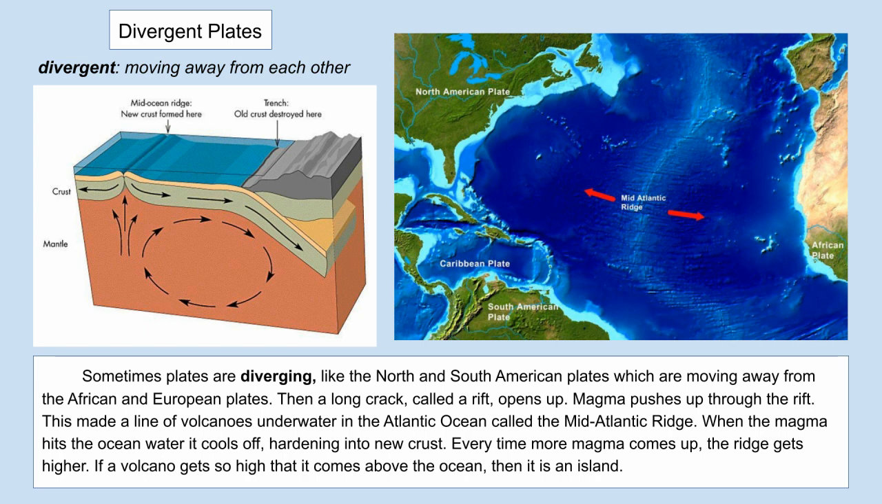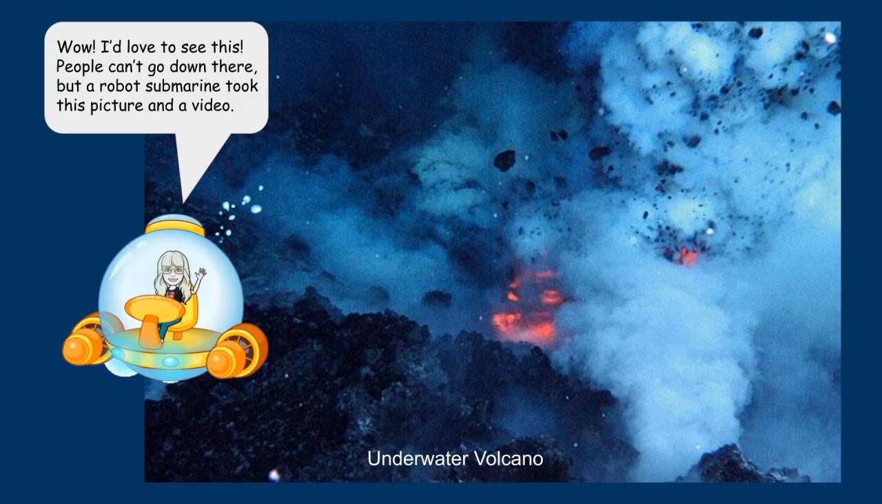When the magma hits the ocean water, it cools off, hardening into new crust. Every time more magma comes up, the ridge gets higher. If a volcano gets so high that it comes above the ocean, then it's an island. Wow, I'd love to see this. Underwater volcano. People can't go down there, but a robot submarine took this picture and a video.